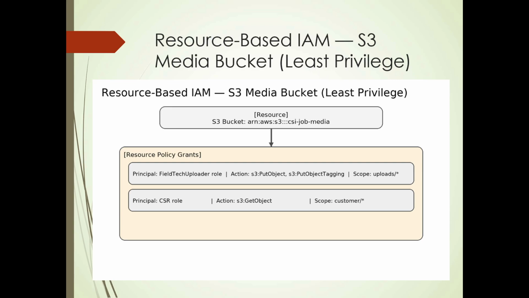Now we're going to go over the resource based IAM, and for the first one we have the S3 media bucket. Right now we have the bucket, and then we also have the policy grants. For the first one, we have the field tech uploader role, and the actions, which are going to be put object and also tagging. Like I mentioned before, all the way at the start, they're going to be using simple tagging for the field techs to upload media, and the scope is upload. Then our principal, the CRS role, with the action to get the object, and the scope is customer.